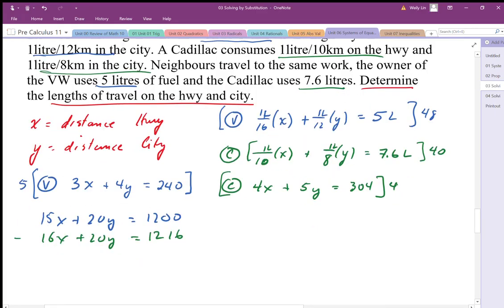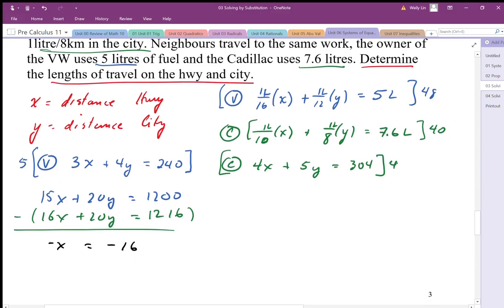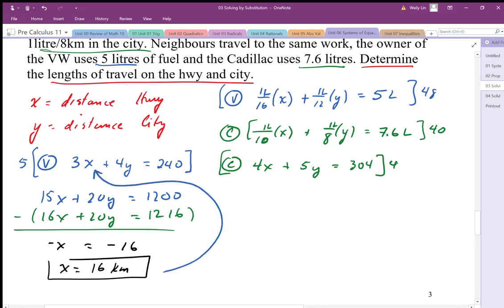Because my y's match, I'm going to subtract. I end up with negative x equals negative 16. There we go, we've now solved for x. x is equal to 16 kilometers. To solve for y, I'm going to substitute back into one of the easier equations. Let's substitute that into here. That's a much easier equation.